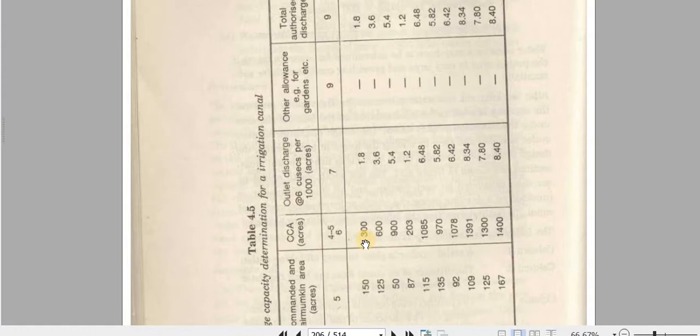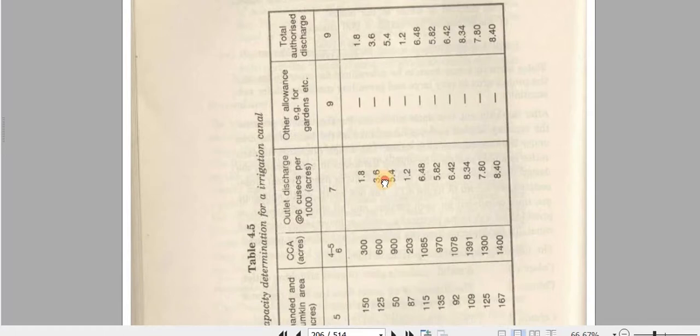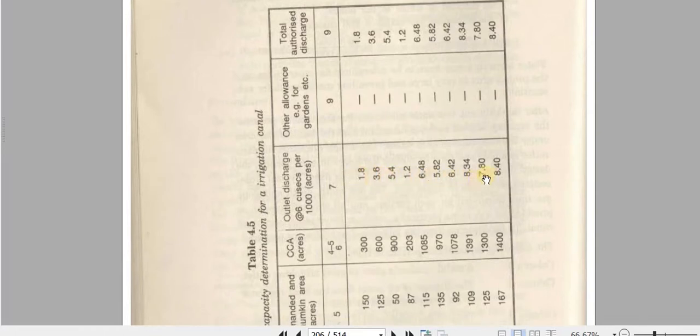For example, it is written as 300 acres. So we have 6 cusecs for 1000 acres. You have to multiply 6 by 300 divided by 1000, and you will get 1.8. Next, 600 multiplied by 6 divided by 1000. Third one, 900 multiplied by 6 divided by 1000, you will get 5.4. These are the discharges required at the outlets. So this is the total discharge.